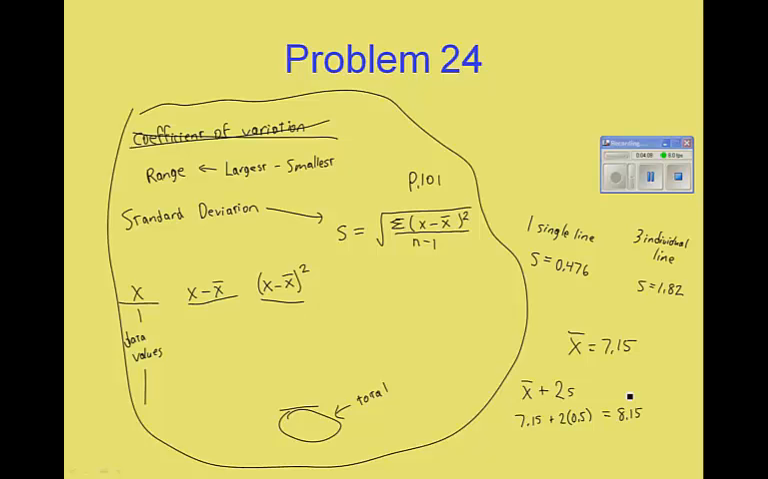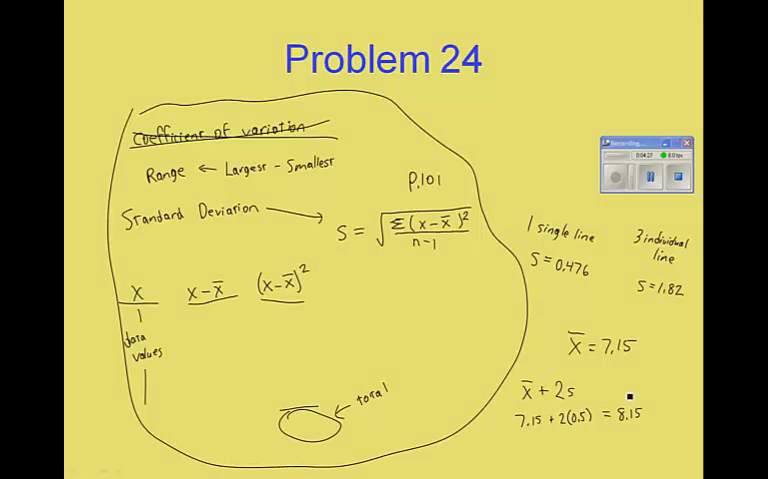Okay? Standard deviation tells you how spread out it is. If you're more than 2, it's unlikely. If you're more than 3, it's very unlikely. Okay? And again, this is a rule of thumb. We'll learn more about that as we go on.